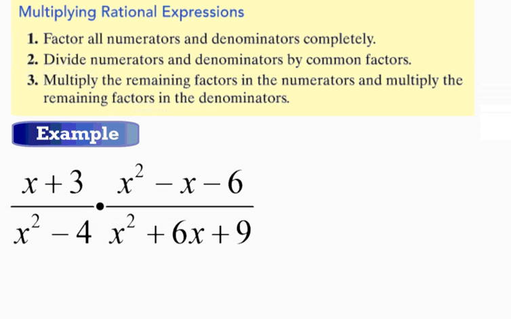So here we go. One example. First one, factor everything. Well, this is x plus 3. Can't factor that anymore. It's already factored. Times. Down below here, x squared minus 4. This is x squared plus 0x minus 4.